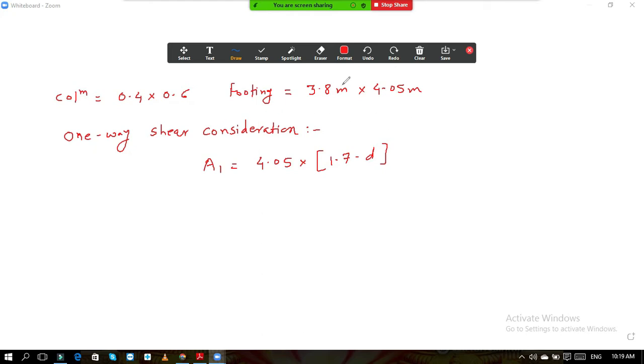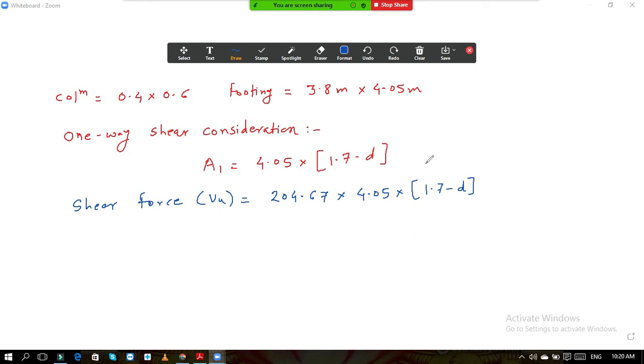Now we will move further and calculate the depth from one-way shear consideration. First, calculate the shear force Vu. How to calculate the shear force? It is very simple, stress into area, our basic formula. Stress is nothing but the soil pressure, which we considered over here. The soil pressure is 204.67, multiplied by the area, 4.05 into 1.7 minus d. So this is the equation for the shear force.